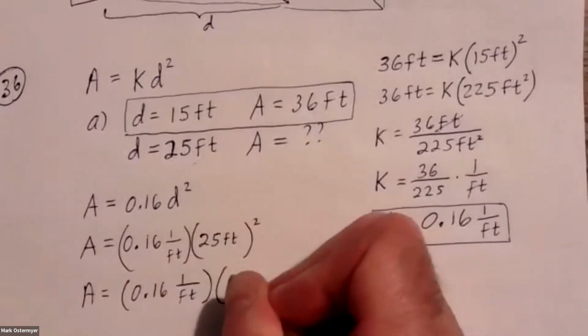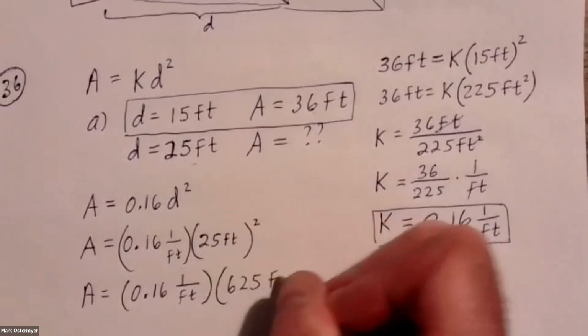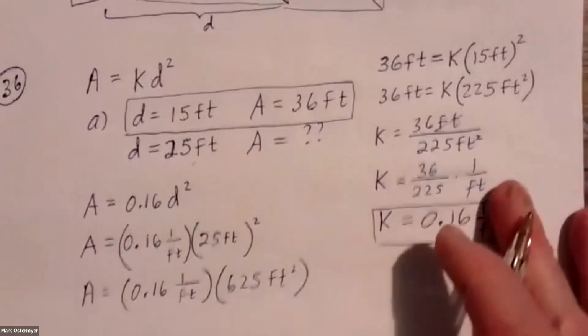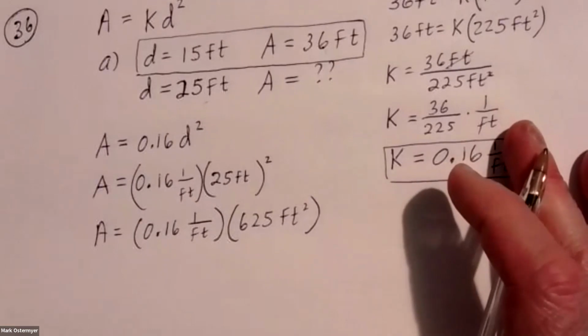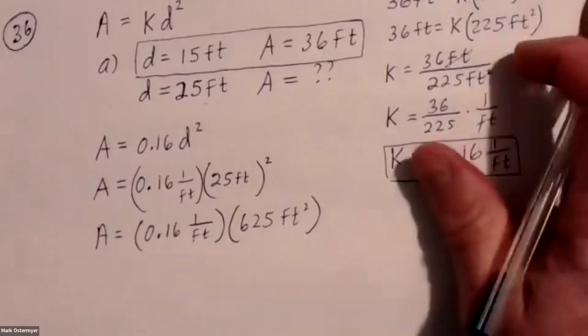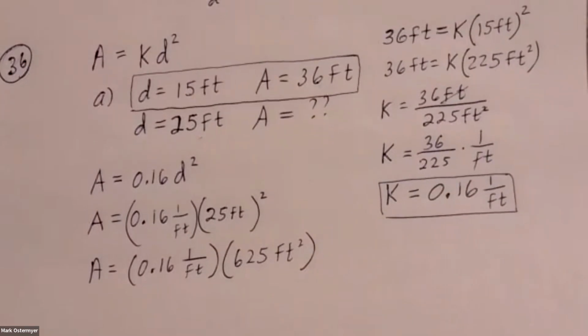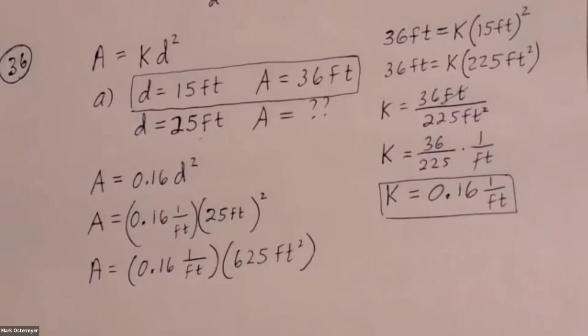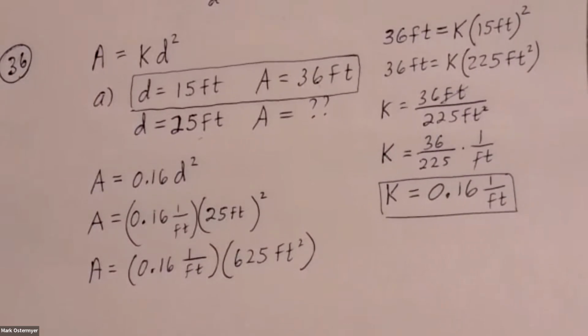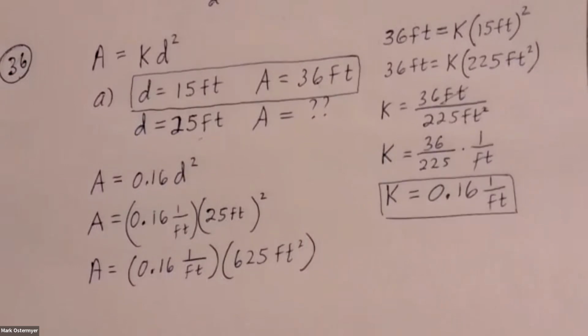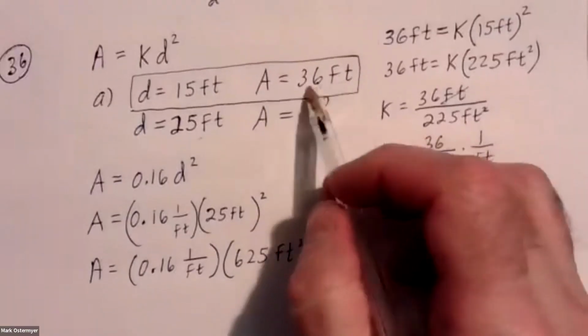Well, I believe that's going to give us 625, so 625 square feet. All right. Wait a minute here. Something is wrong. Oh, you know what I forgot? What did I forget, ladies and gentlemen? I blew it. What kind of units does area have to be here?